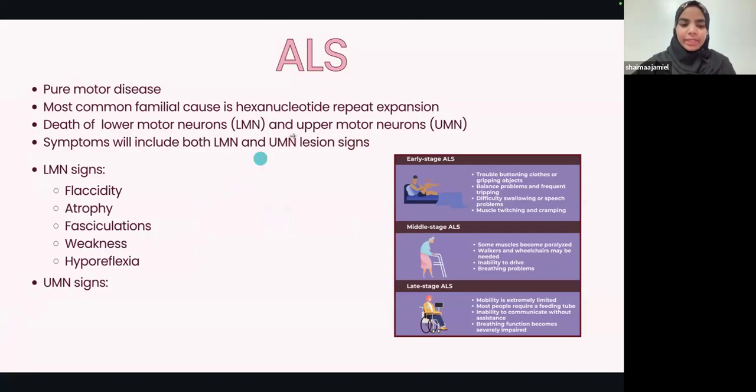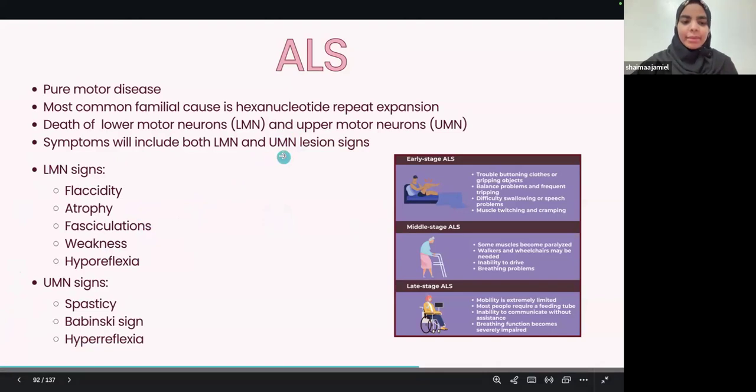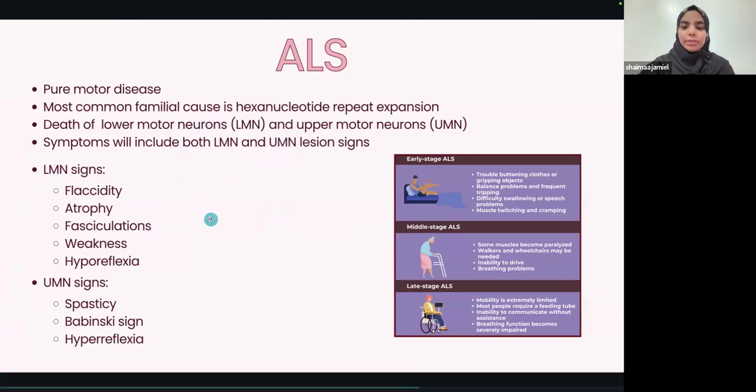Babinski, perfect. Spastic, perfect. And hyperreflexive. Okay, so yes. So you can find both of them. So for example, you can find tongue fasciculation and then you do Babinski and it's positive. You can find no reflexes in the upper limbs and then you'll find hyperreflexia in the lower limbs. Eventually, they're not going to be able to walk. They're not going to be able to talk. They're not going to be able to breathe. So it's a very devastating disease.